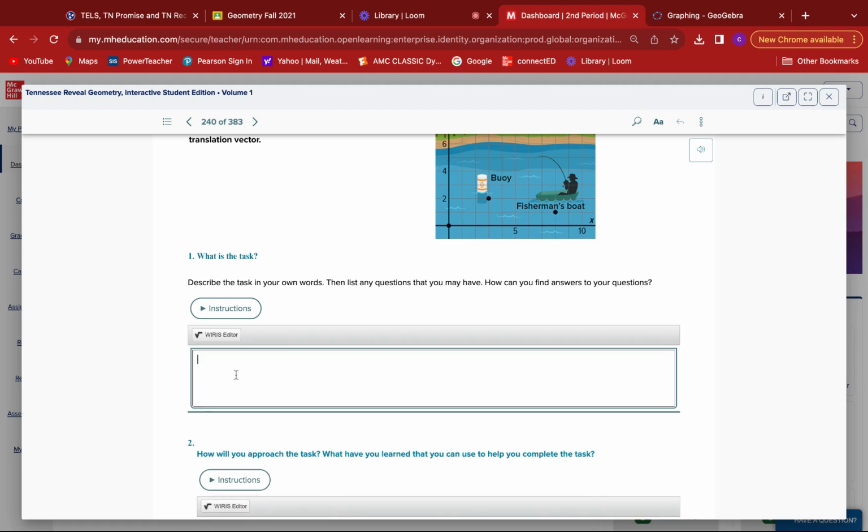Okay, so it looks like from the buoy to the boat, I will have to count down 1 and then count right. What did I say it was? 1, 2, 3, 4, 5.